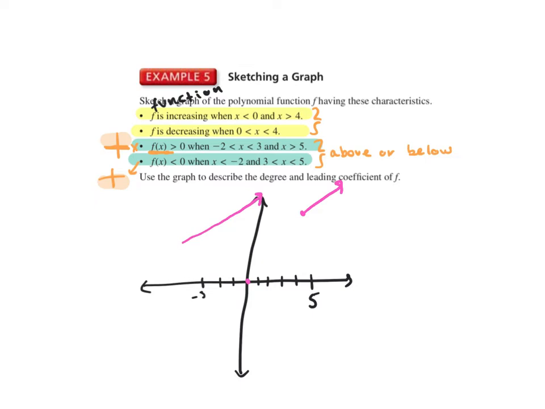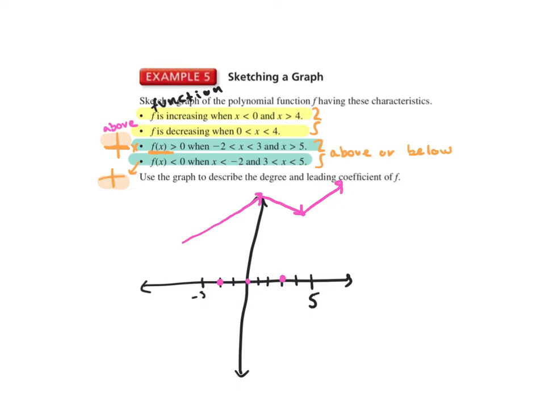Now f is decreasing from 0 to 4. So from this point to here, it's going to be going down. Now f of x is greater than 0, so it's going to be above our x-axis when x is from -2, so this point here, to 3, so this point here.